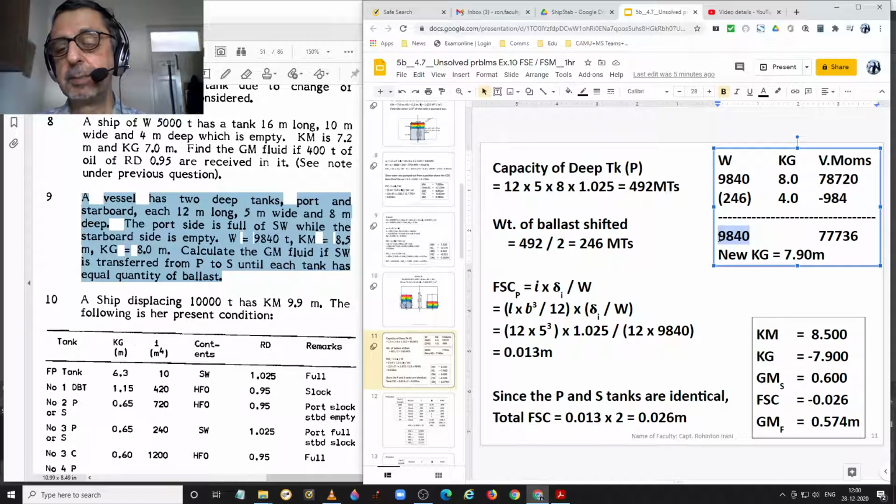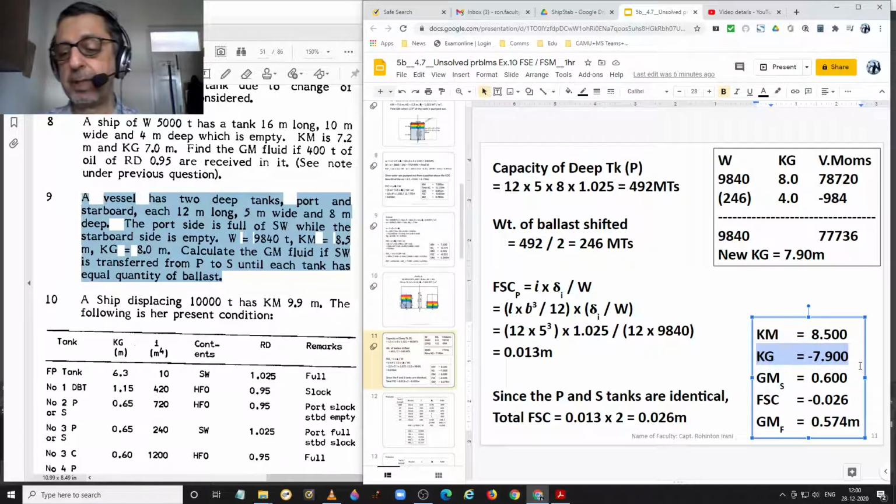Thus, we have the final displacement equal to 9840 metric tons, and the final vertical moments equal to 77736 ton meters. When we divide the vertical moments by the final displacement, we get the new KG, or the final KG, equal to 7.900 meters. Given to us in the problem, KM is equal to 8.5 meters. From that, we subtract the value of the KG that we have calculated above, 7.900 meters, and we get GM solid equal to 0.600 meters. Free surface correction we have calculated over here equal to 0.026 meters, which we subtract from GM solid, and thus we get GM fluid equal to 0.574 meters.